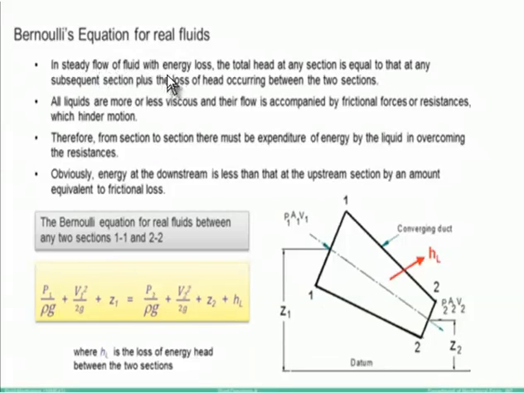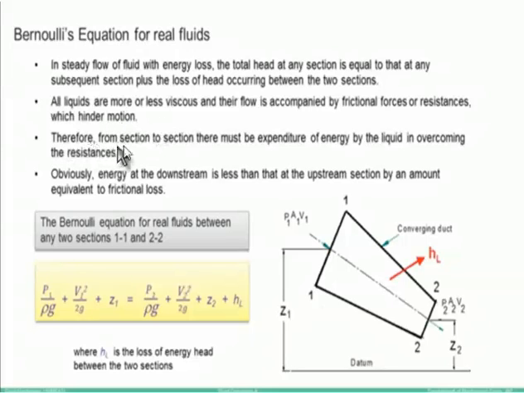In a steady flow of fluid with the energy loss, the total head at any section is equal to that at a subsequent section plus loss of head occurring between the two sections, that is the loss of head. So the same Bernoulli's theorem plus we have one extra term, that is the loss of head in the real fluids. It is for the real fluids. So all the liquids are more or less viscous and therefore flow is accompanied by the friction forces or a resistance which hinder the motion.